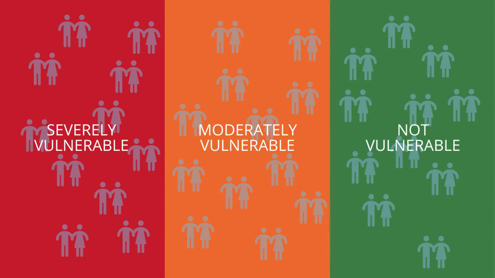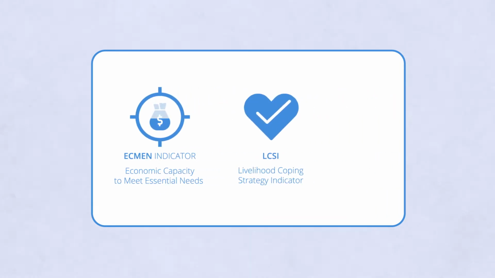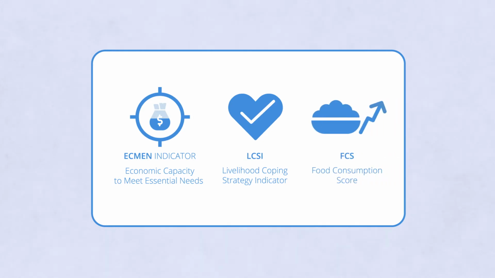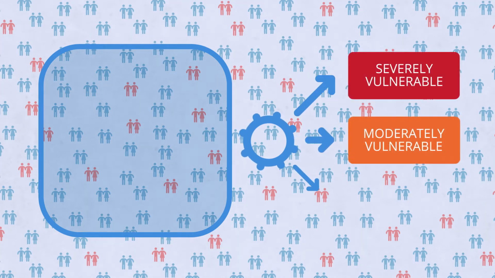In an in-depth essential needs assessment, a combination of indicators, as outlined in the 3rd video, is used to establish the vulnerability tiers. In most cases, these are the Ekman indicator, the LCSI, and the FCS. The final choice of indicators depends on the prevailing operational context and data availability. Next, you can calculate how many people in your sample belong to each vulnerability tier.